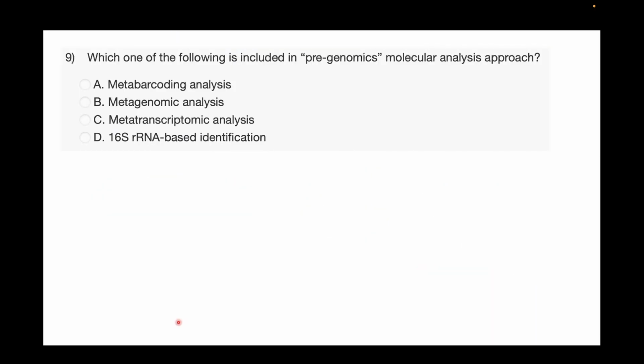So I would encourage all the participants who haven't answered, please try answering these questions. Which one of the following is included in pre-genomics molecular analysis approach? Pre-genomics era. Option A, meta barcoding analysis. Option B, metagenomic analysis. Option C, meta transcriptomic analysis. Option D, 16S rRNA based identification.